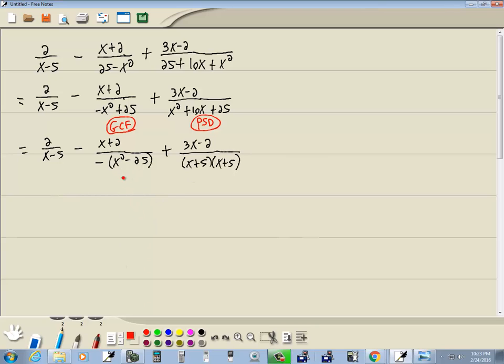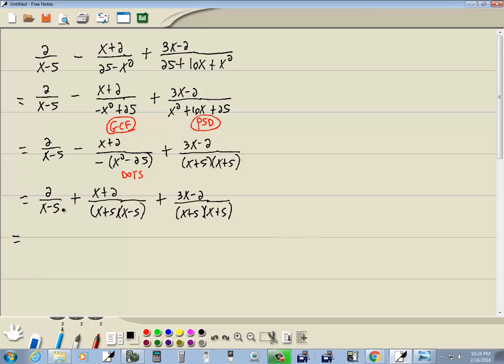Now I can still do some more factoring here. This is difference of squares, 2 terms with the minus. So I got 2 over x minus 5. Now here we got a negative negative. I could take this negative on the bottom and put it out in front, and then that becomes a positive. X plus 2 over x squared minus 25 becomes x plus 5 times x minus 5. Plus 3x minus 2 over x plus 5, x plus 5.